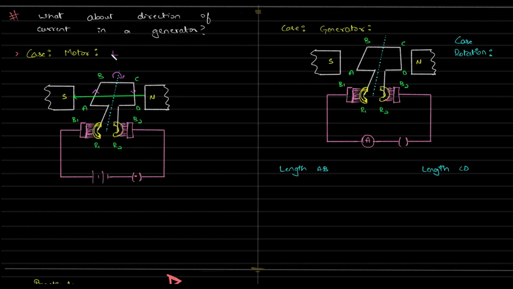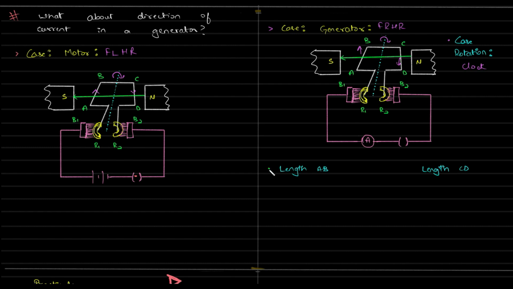Here we are using Fleming's left hand rule. When it comes to a generator, we have Fleming's right hand rule. Let's say we move it in the clockwise direction, same as this. So here the wire gets pushed up and here it gets pushed down. The magnetic field is from left to right. This is your magnetic field.